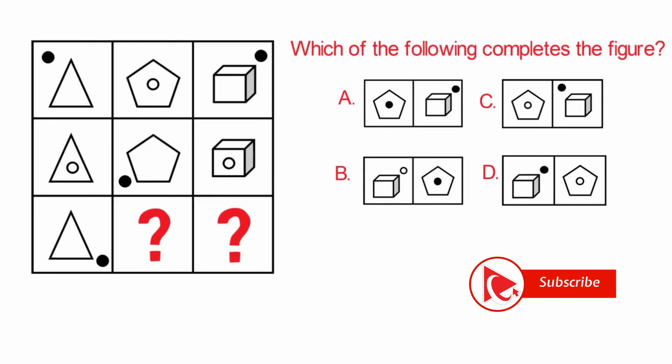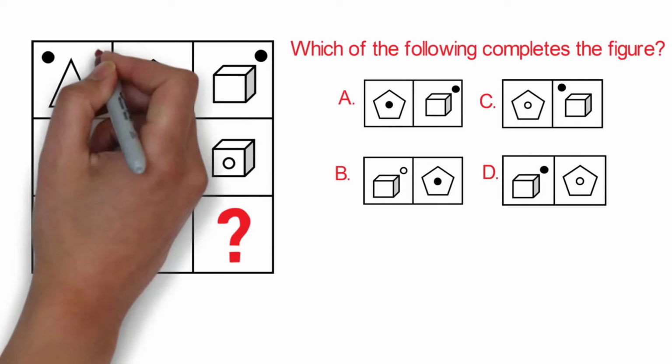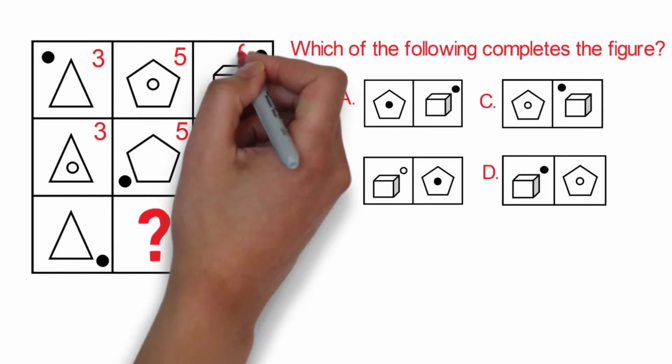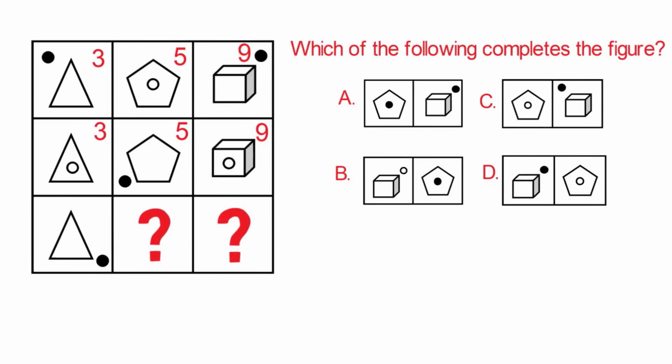The first pattern is that the shapes' lines are in order 3, 6, and 9 lines. Let me clarify. Triangle has 3 lines, pentagon has 5 lines, and cube has 9 lines. Second pattern is that the small circle inside the shape alternatively rotates from being inside the shape to being outside of the shape. And then the last but not the least pattern is that the black circle outside of the shape also changes its location.